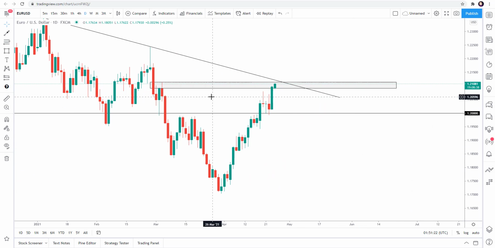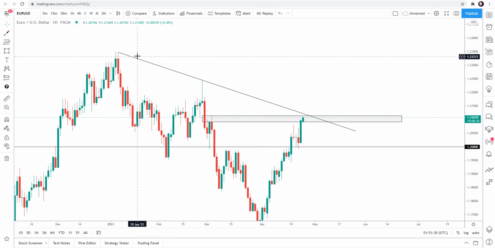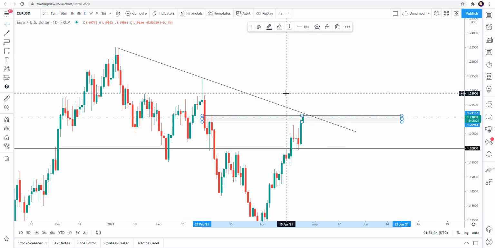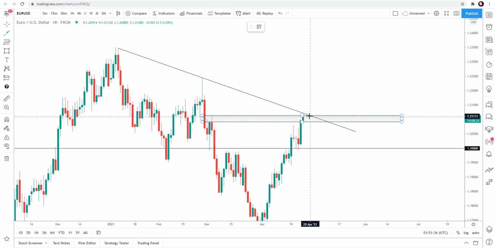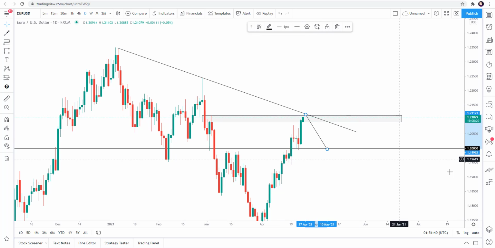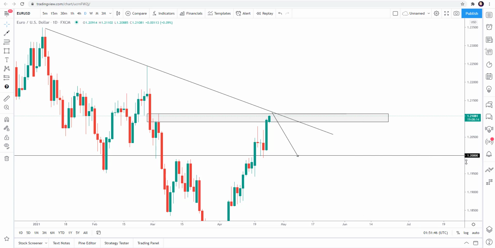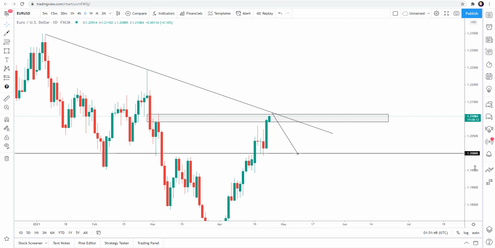Also, here in the daily time frame we have this resistance. We are close to this recent eagle tool. Here we have the first point, second point, third point. If we have rejections from this level, we can take shorts on EUR/USD down from 1.21 to 1.20.